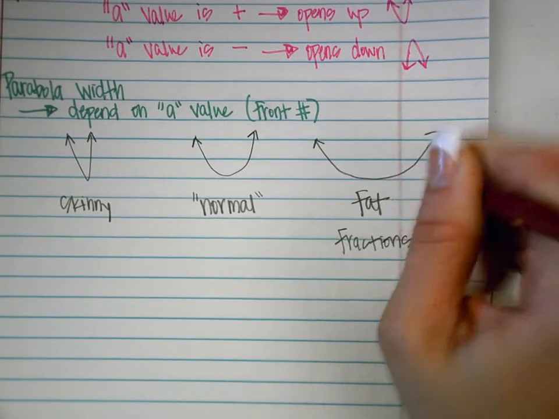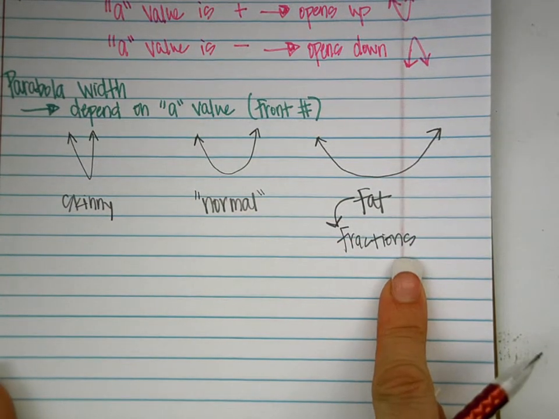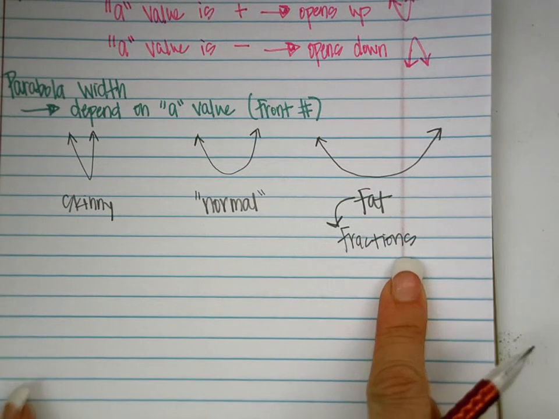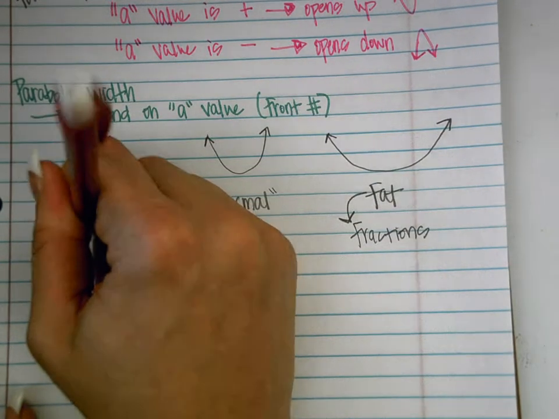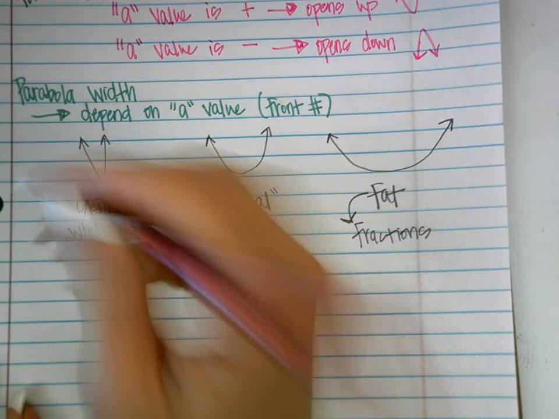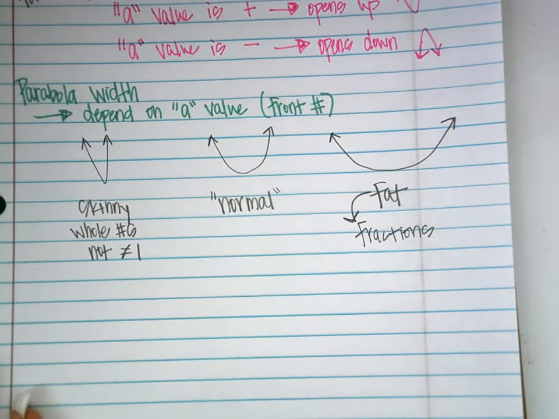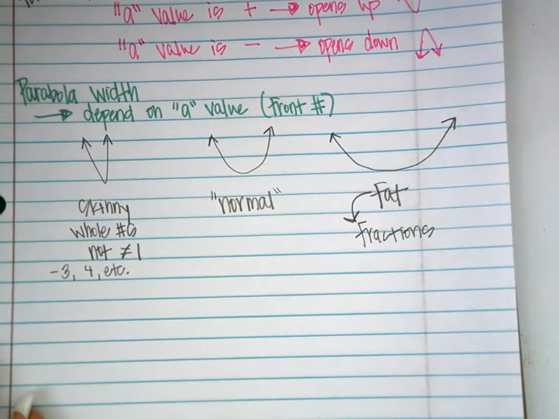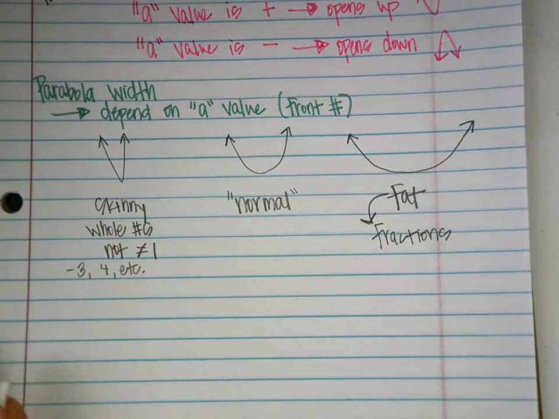Okay? Fractions become fat. So if there's a fraction for your A value, the fraction at the beginning of the parabola's equation, it's going to be fat. Skinny parabolas have whole numbers that are not zero, whole numbers not equal to 1. So it could be things like -3, +4, etc. The positive or negative has nothing to do with it. But if it's a whole number but not 1, it's a skinny parabola.